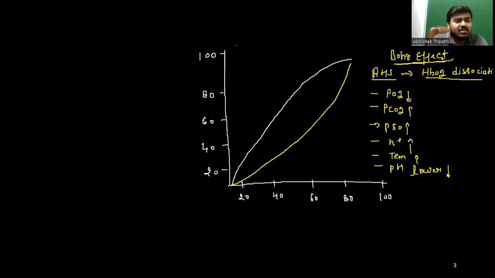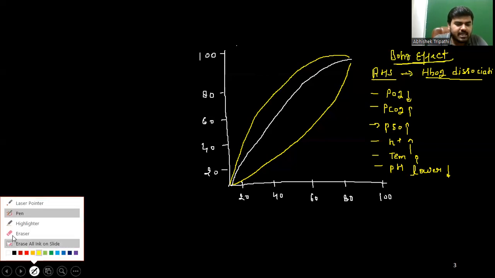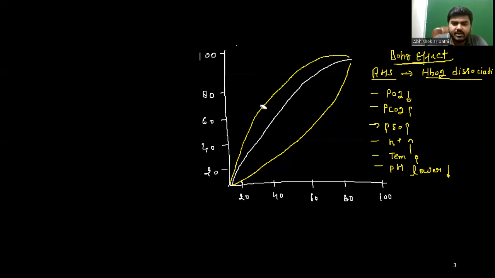Now, again with normal condition, what will happen? These curves shift toward the left side. So this is called the left hand shift curve.